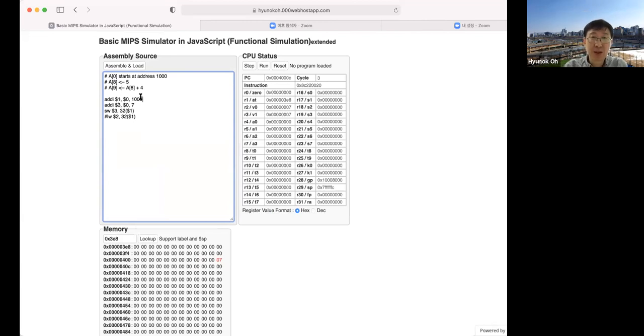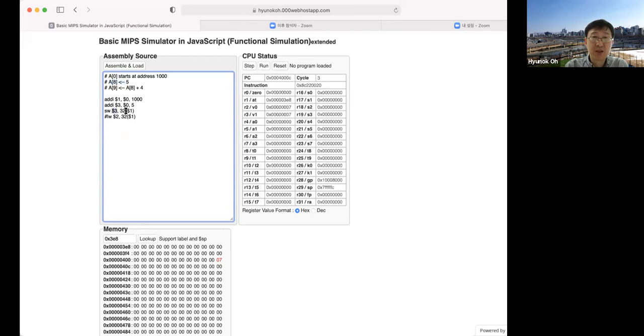Okay, so let's look at the code. First, A0 starting address 1000. Let us assume that $1 represents the address of A0, so we are assigning 1000. And then $3 should be 5. So let's store 5 into $3. And then we are storing that value.